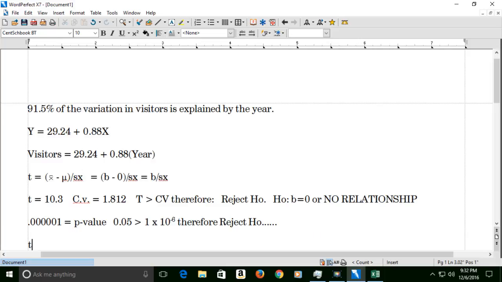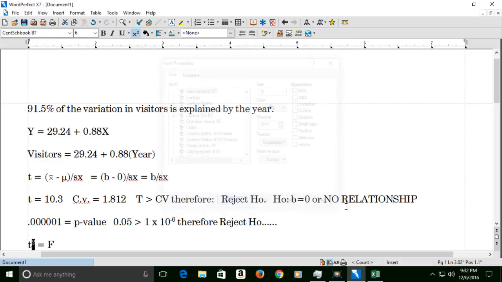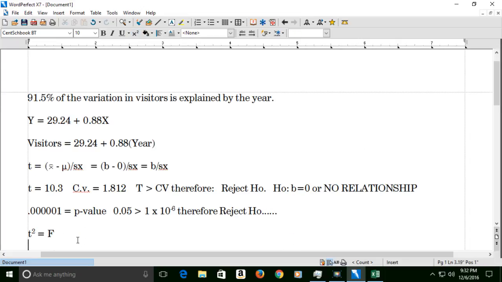T squared equals F. Squared. Okay? T squared equals F. Are we good? Pretty exciting, yes? This is all just really exciting stuff.